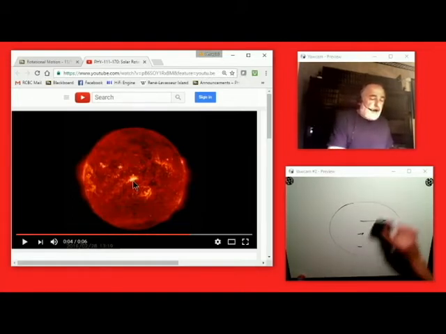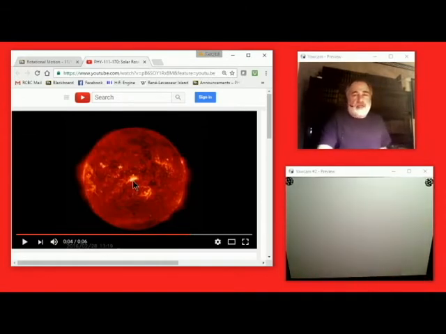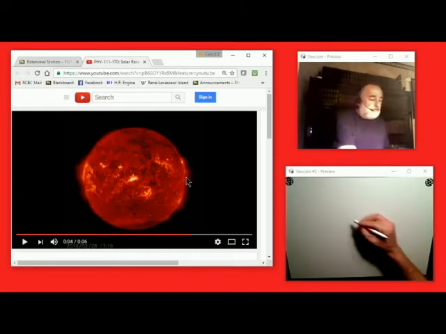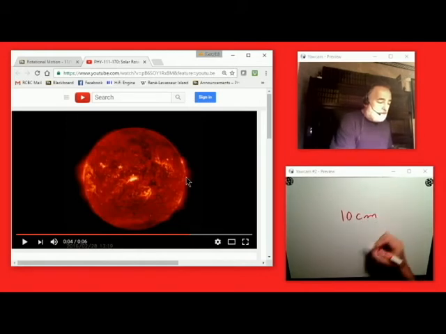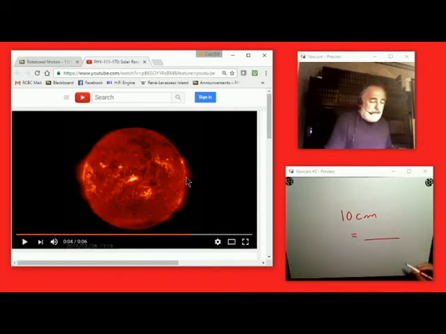So you want to open this video on your screen, like I have it here, and just take a ruler and measure this distance. Maybe it's 10 centimeters. It depends on your screen, right? So if it's 10 centimeters, that equals how many kilometers? You're building a scale.